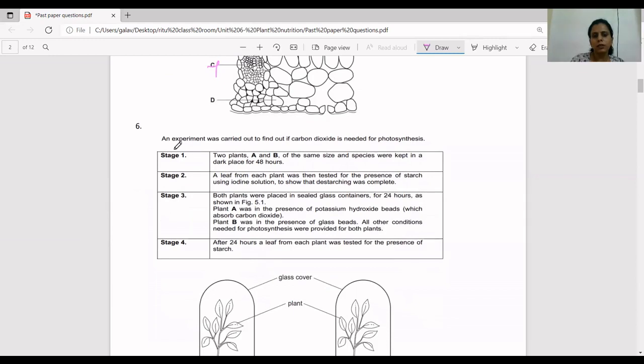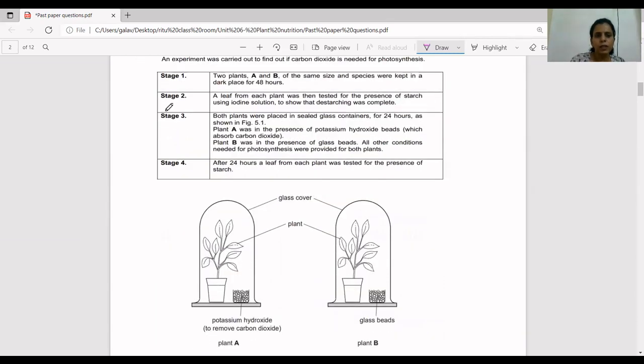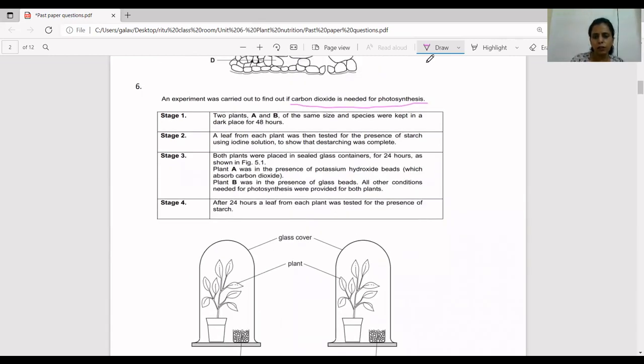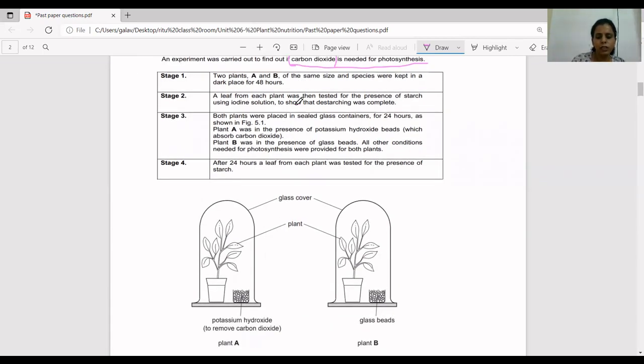Next question is from paper number 6, that is alternatives to practicals. Look at this question carefully. An experiment was carried out to find out if carbon dioxide is needed for photosynthesis or not. So this experiment is carried out in order to investigate the importance of carbon dioxide gas for the process of photosynthesis. So here the variable being tested is carbon dioxide gas, because they're investigating its importance for photosynthesis.